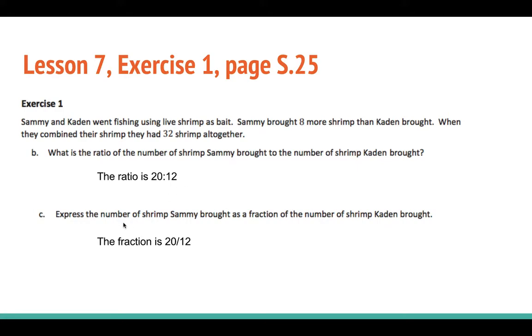Express the number of shrimp Sammy brought as a fraction. Oops, sorry guys. Express the number of shrimp Sammy brought as a fraction to the number of shrimp Caden brought. So as a fraction, 20, your first number, is your top number or your numerator, and your second number is 12, and that is your denominator. So the fraction is 20/12.